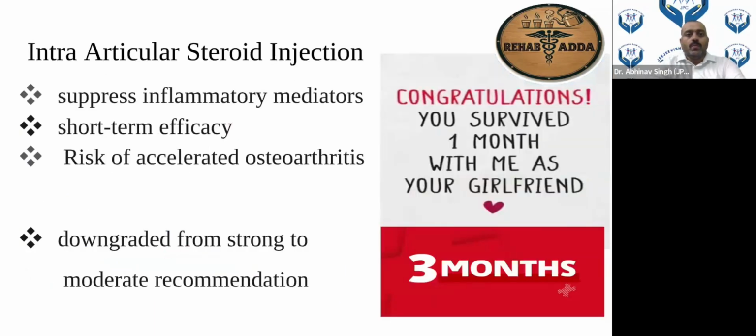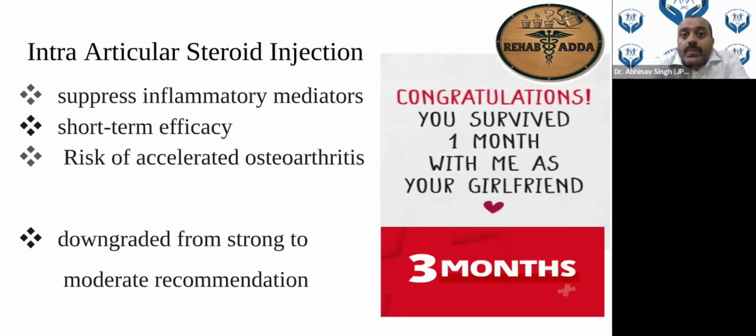So the most common and the oldest is the intra-articular steroid injection, or corticosteroid injection. How it works: it suppresses the inflammatory mediators. There is one saying about whether osteoarthritis is an inflammatory or a non-inflammatory disease. It is a non-inflammatory disease, but there is inflammation in the later stages, and that's why the degenerative process becomes inflammatory, with mediators around it, and hence the steroid has a good role.